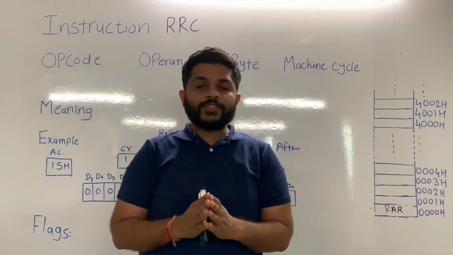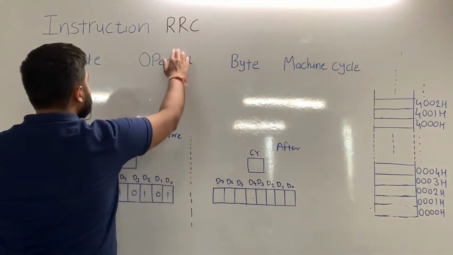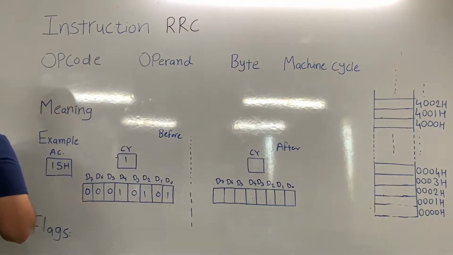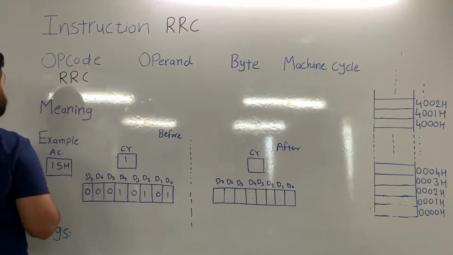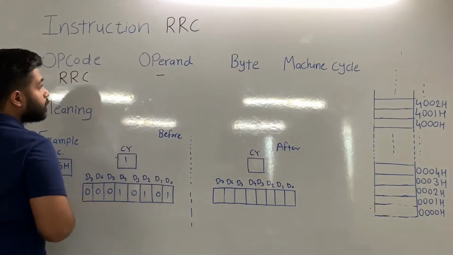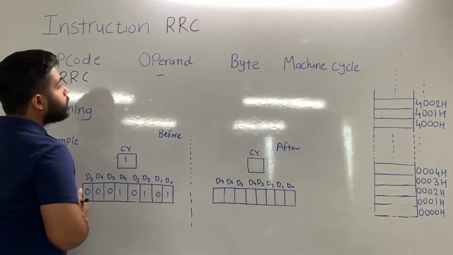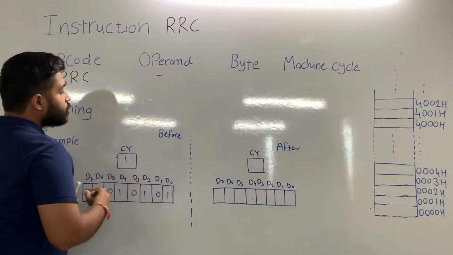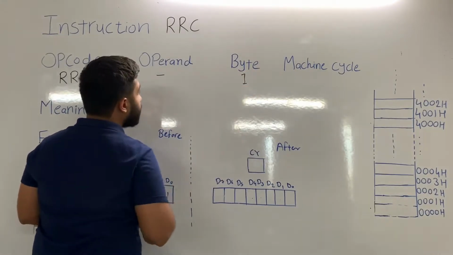Now we are going to see the instruction that is RRC. For this instruction, the whole instruction is considered as opcode. So opcode is RRC. For this instruction, no operand is present. You can see that for this instruction, no data is present. When in the instruction no data is present, it means this instruction is of 1 byte.